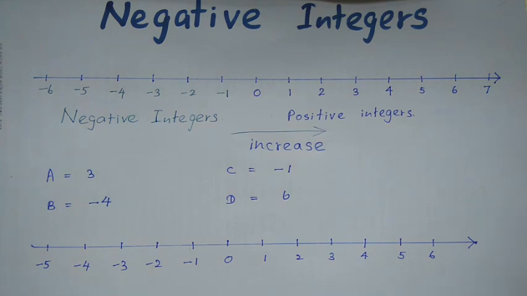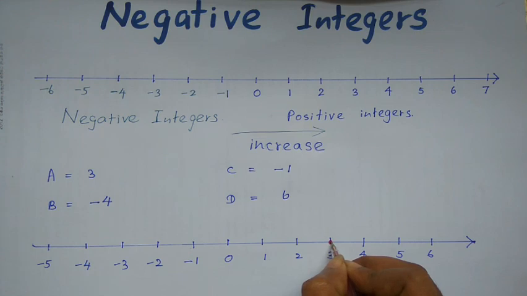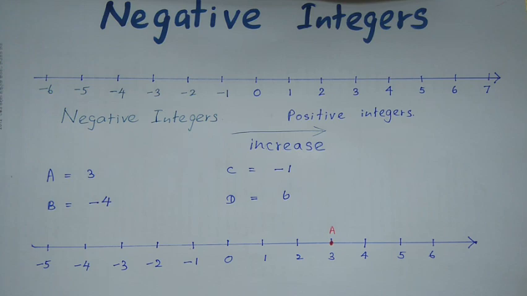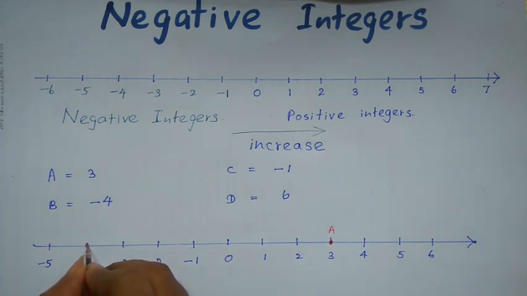We have to mark those 4 numbers on this number line. A is 3. Then go to 3, draw a circle, color it and mark it as A. Then B is negative 4. In this, you can see there are 2 4s on this number line. Right hand side 4 is positive 4 and left hand side 4 is negative 4. You have to mark B on negative 4. Remember, you have to find the negative 4 and mark B on it.